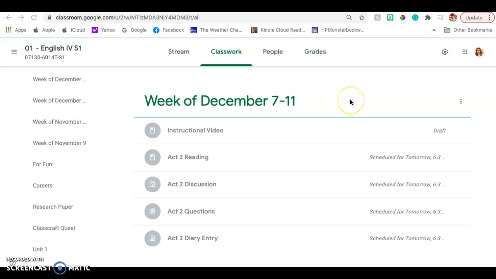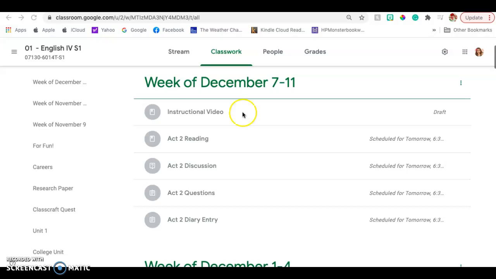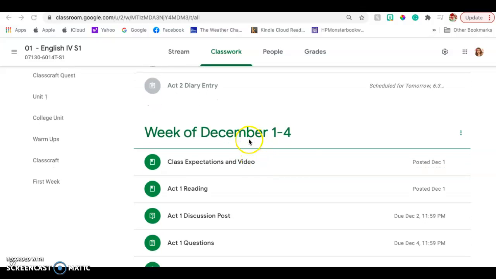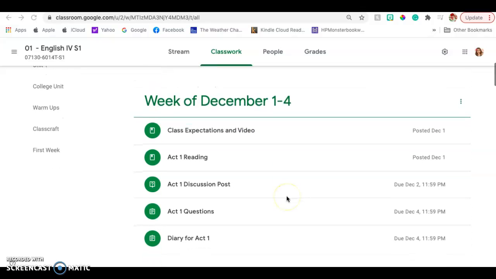I will tell you, if you go into Google Classroom on your actual iPad and look at classwork, it should split it up by the week. So notice how I have week of December 7th through 11th. That's this week. And then all of the stuff from last week are all under December 1 through 4.